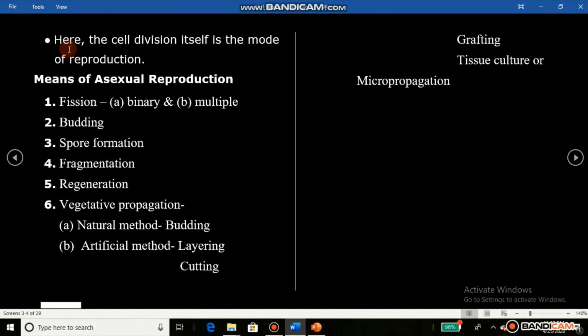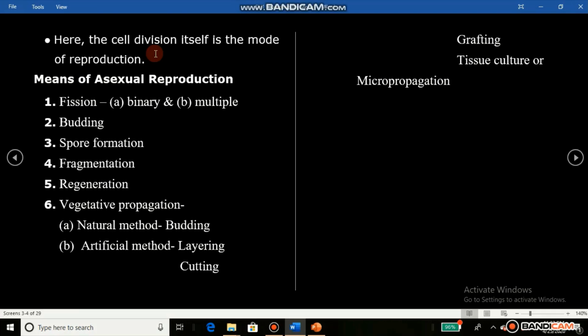Another most important thing in asexual reproduction: cell division itself is a mode of reproduction. It is a very important point. It means the asexual mode of reproduction depends on cell division, and the base of the reproduction is cell division.